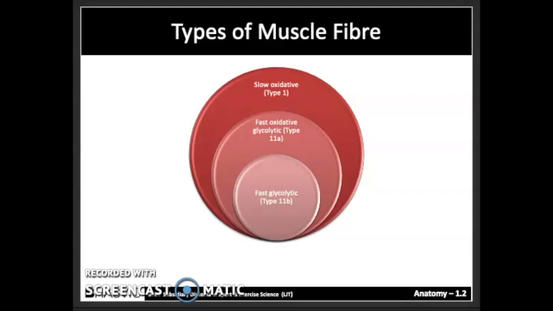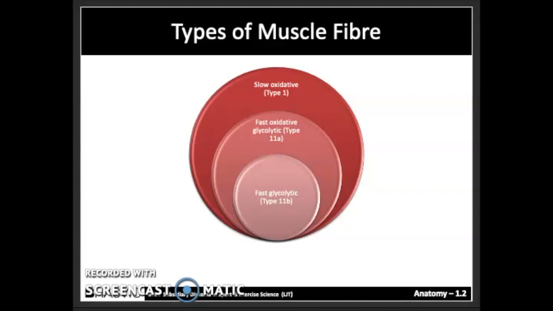This is similar to fast oxidative glycolytic muscle fibers, as they have a high oxidative capacity and also a moderate glycolytic ability. However, type 2B muscle fibers have a very low oxidative capacity because there is a very low capillary density, meaning there is not a high supply of oxygen. This is because type 2B muscle fibers produce energy via anaerobic pathways, therefore they have a high glycolytic ability.